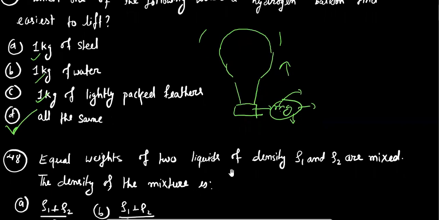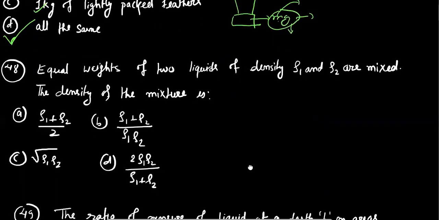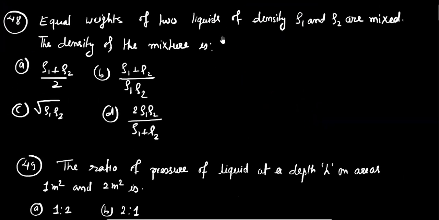Okay, so now we are going to discuss question number 48. Equal weight of two liquids of density rho 1 and rho 2 are mixed. The density of the mixture is. Okay, so there are two kinds of liquid, and we have to mix the liquids, and it is given that the weights are equal.